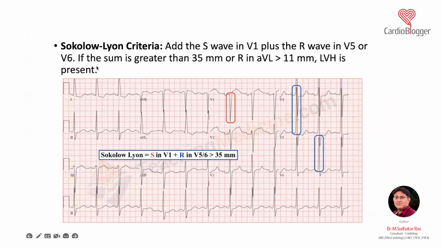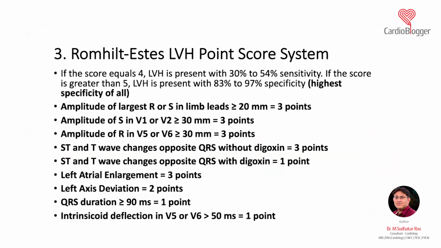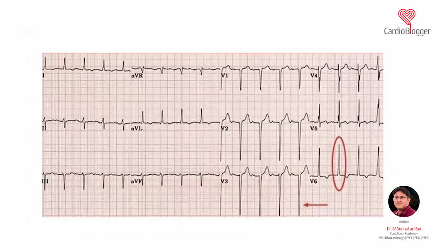The fourth point is the presence of left axis deviation. Lead I is positive, aVF is negative, leads diverge. So there is a left axis deviation, for which you can give 2 points for left ventricular hypertrophy. Then QRS duration more than 90 milliseconds. Here, if you see points like this, there is an intrinsicoid deflection. Can you see this? This is called an intrinsicoid deflection. Normally it should be like this, but if you have this bizarre or splintering, it means that there is the presence of LVH.